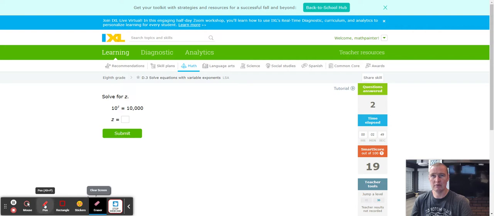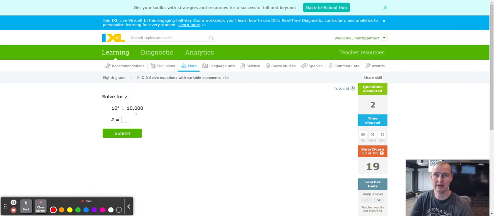All right, now this one's a little bit trickier. We have 10 to the z equals 10,000. Well, 10 to the first power equals 10. Looks like we got a long ways to go. 10 to the second power equals 100. It looks like we're getting closer, but I'm also noticing something.